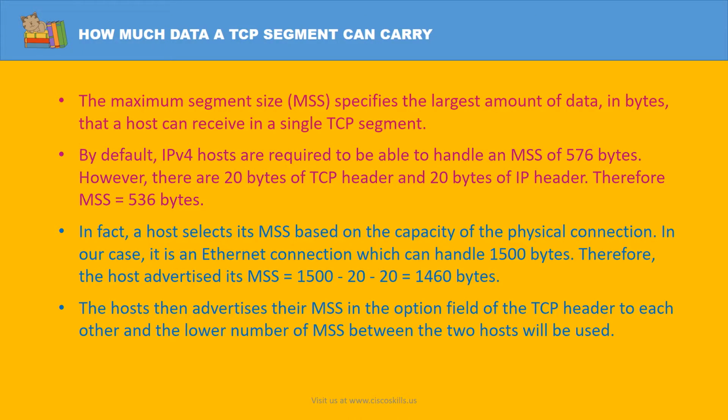By default, IPv4 hosts are required to be able to handle an MSS of 576 bytes. However, there are 20 bytes of TCP header and 20 bytes of IP header. Therefore, MSS equals 536 bytes. In fact, a host selects its MSS based on the capacity of the physical connection. In our case, it is an Ethernet connection which can handle 1500 bytes. Therefore, the host advertised its MSS as 1500 minus 40, which equals 1460 bytes. The hosts then advertise their MSS in the option field of the TCP header to each other, and the lower MSS between the two hosts will be used.